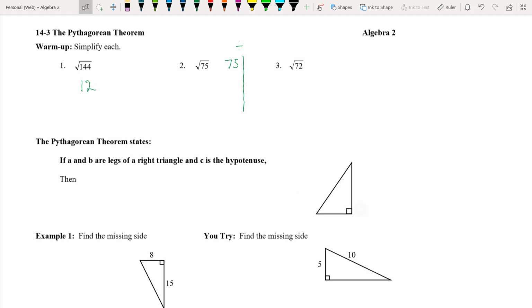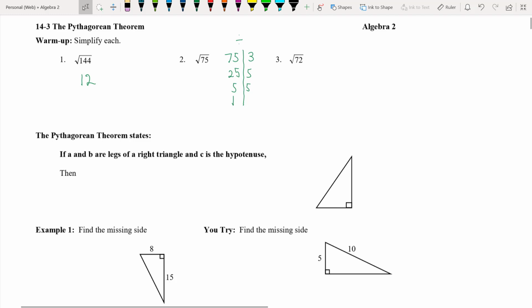So I'm going to divide 75 by 3. 2 doesn't go in, so I'm going to start with 3. 75 divided by 3 is 25. And then I would do the same thing again. 25 divided by 2 doesn't work, 3 doesn't work, so I go to 5. 25 divided by 5 is 5. And then again, I keep going until I get 1 on the left side.